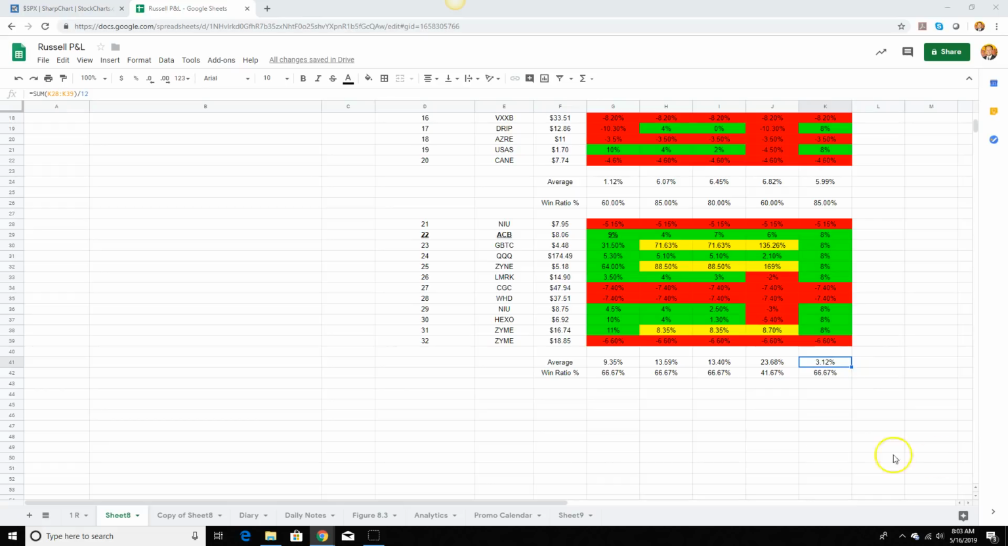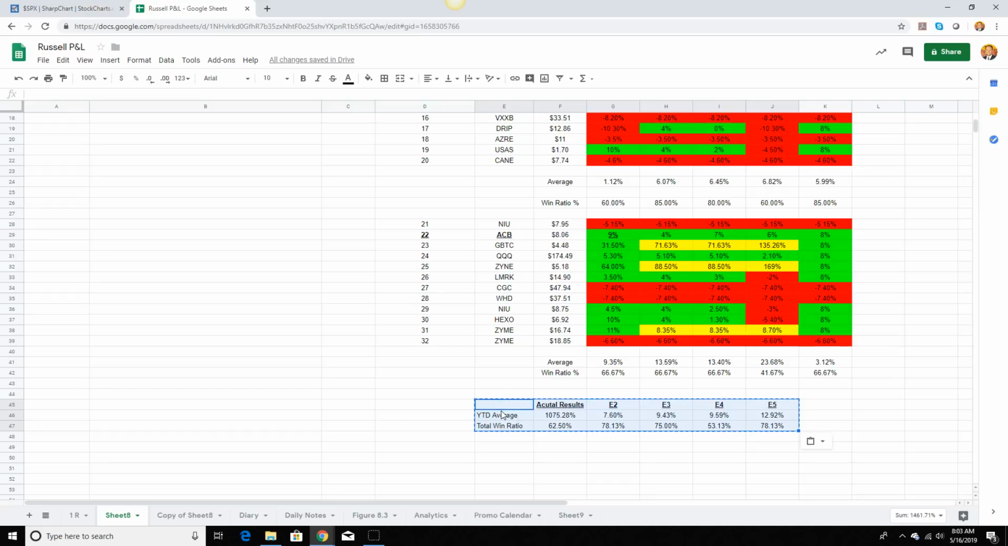Now, let's look at all the results combined. Let me move this over here. I had to fix the spreadsheet because copying and pasting sometimes breaks formulas, but I didn't want you to be too distracted. Okay, so these are all 32 trades.